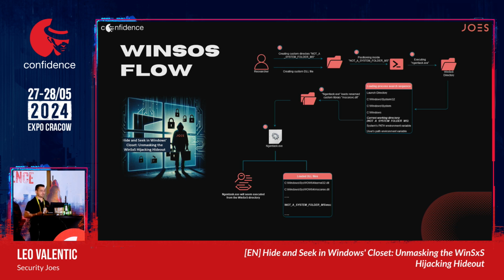Basically, it's going to be executed inside the Windows side-by-side folder, and then the search order comes into place. As we said, it goes by the launch directory, C:\Windows\System32, C:\Windows\System, C:\Windows, the current working directory, which is our directory that we created, the system PATH environment variable, and the user's PATH environment variable. Then the process loads our library inside of it, and it's executed.